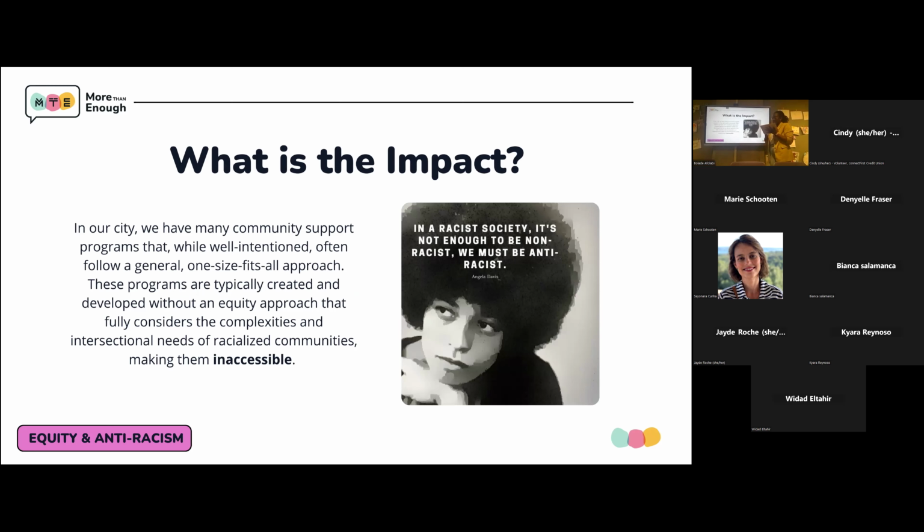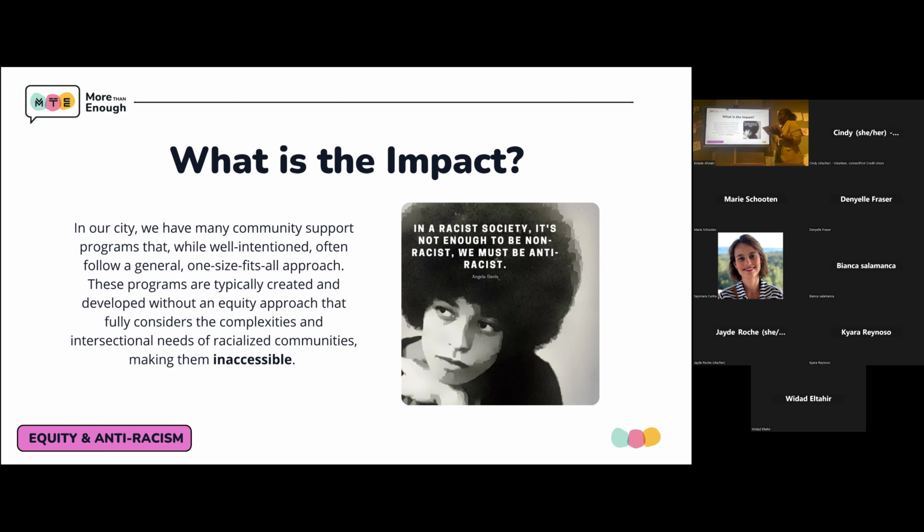So actually, another one of my favorite quotes, by Angela Davis: "In a racist society, it's not enough to be non-racist, we must be anti-racist." So for example, in our city, we have many community support programs that, while well-intentioned, often follow a general one-size-fits-all approach. And what makes them inaccessible is that there's a lack of acknowledgement of the barriers that exist. And so to design an anti-racist program, we have to not only acknowledge, but also work to dismantle those barriers.